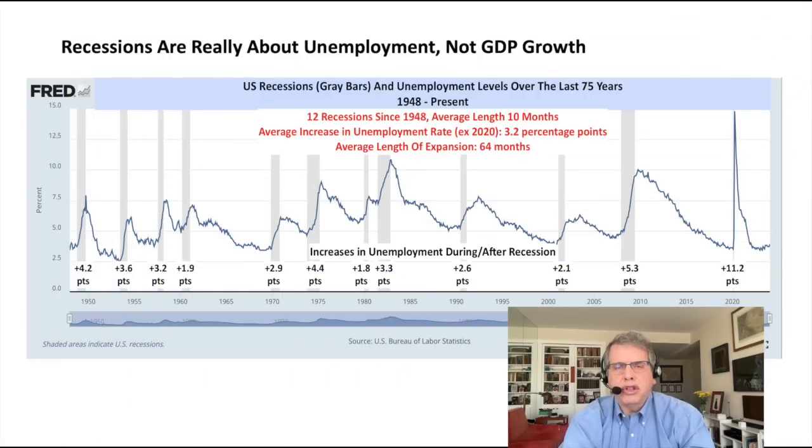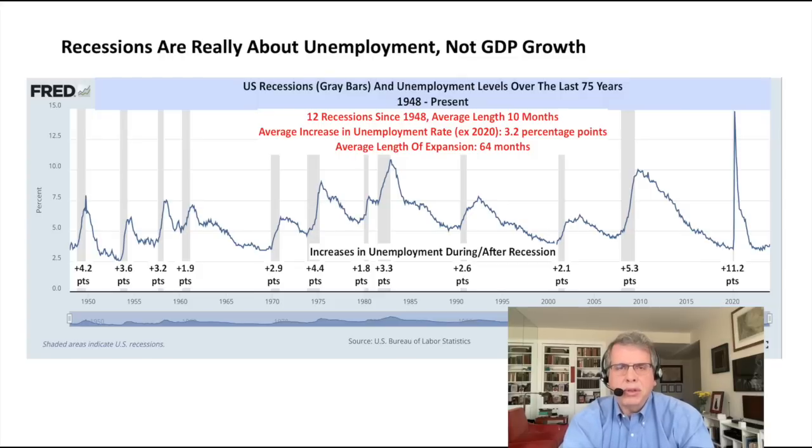This first chart shows you recessions are really not about GDP growth. They're really about unemployment. The chart shows the U.S. unemployment rate going back to 1948 to the present. And the gray bars that you see are recessionary periods all the way back to anything after World War II. And what's very clear is that unemployment is the key factor of what makes recessions very painful, not just at a stock market level or a capital markets level, but at a personal level.